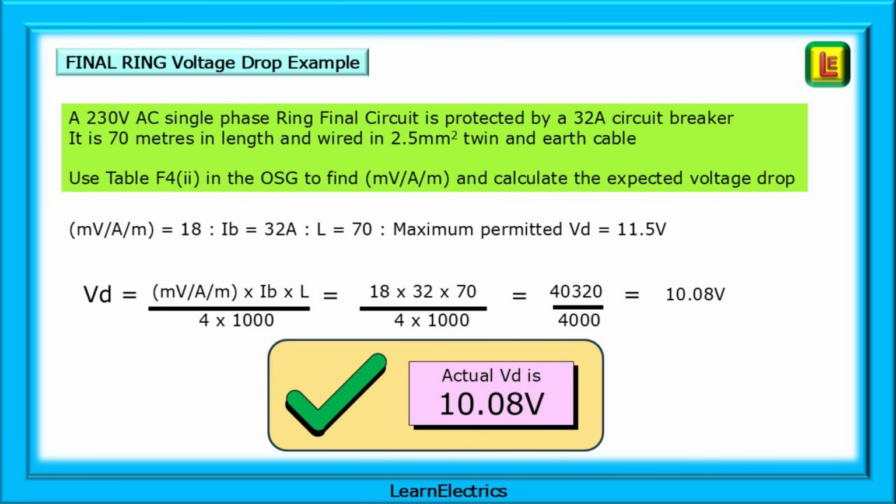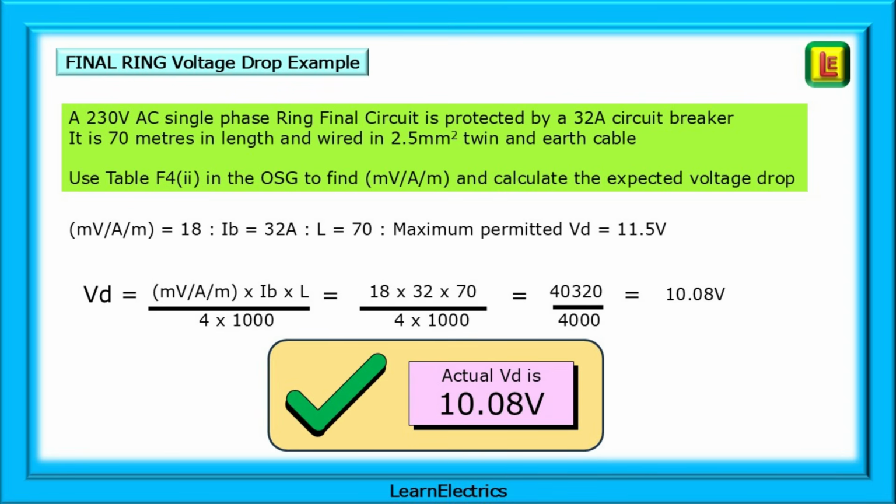And lastly, a voltage drop example for a ring final circuit. A 230 volt AC single phase ring final circuit is protected by a 32 amp circuit breaker. It is 70 meters in length and wired in 2.5 square millimeter twin and earth cable. Using table F4.2 in the On-Site Guide, find MVAM and calculate the expected voltage drop. This time we should use the circuit breaker rating of 32 amps since we have no control of what or how many appliances are plugged in and what the maximum current demand will be.